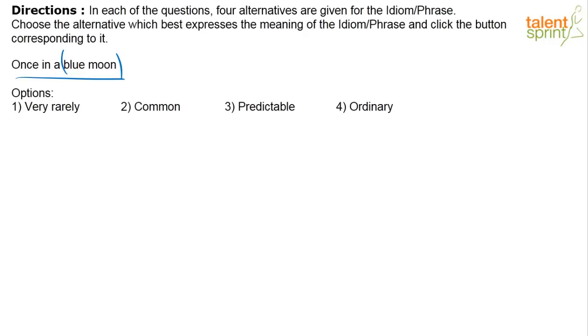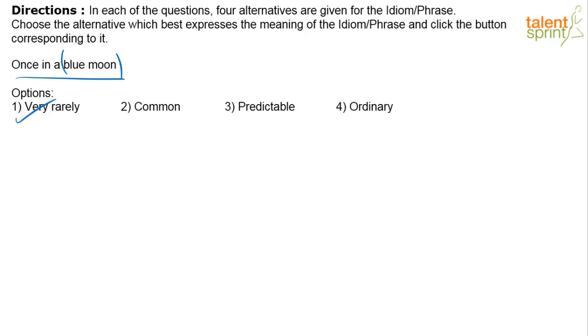I'm getting your comments a little late. So watching a blue moon, right, is not something that happens regularly or hardly happens, right? So obviously once in a blue moon means rarely. So all you're doing is applying a little bit of logic and saying, hey, we don't get to see a blue moon at all, it's very rare or hardly we see it. So obviously it cannot be common or predictable or ordinary, it has to be very rare.